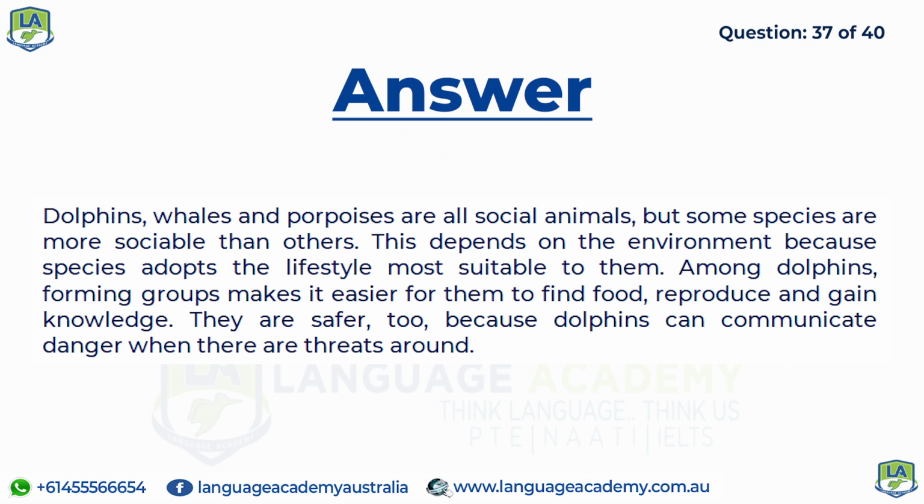Dolphins, whales, and porpoises are all social animals, but some species are more sociable than others. This depends on the environment, because a species adopts the lifestyle most suitable to it. Among dolphins, forming groups makes it easier for them to find food, reproduce, and gain knowledge. They are safer, too, because dolphins can communicate danger when there are threats around.